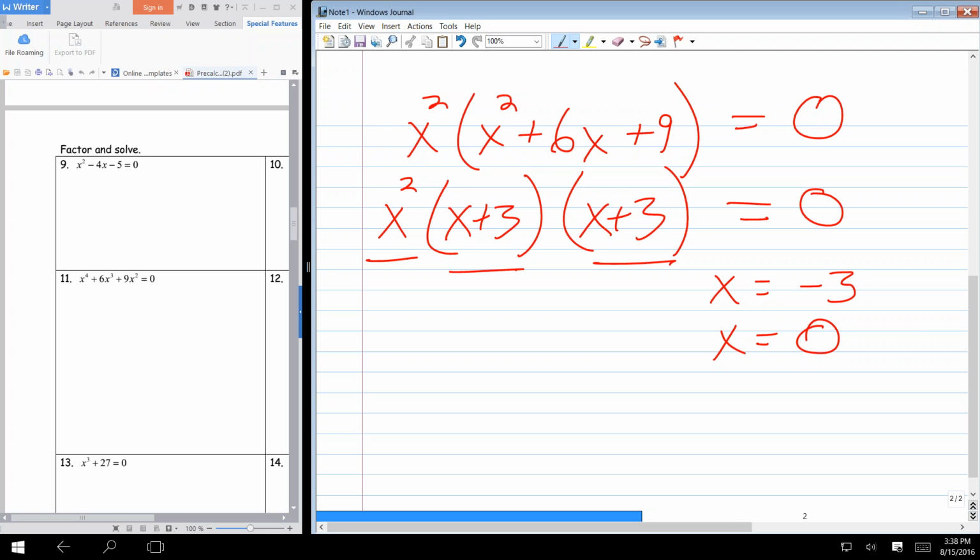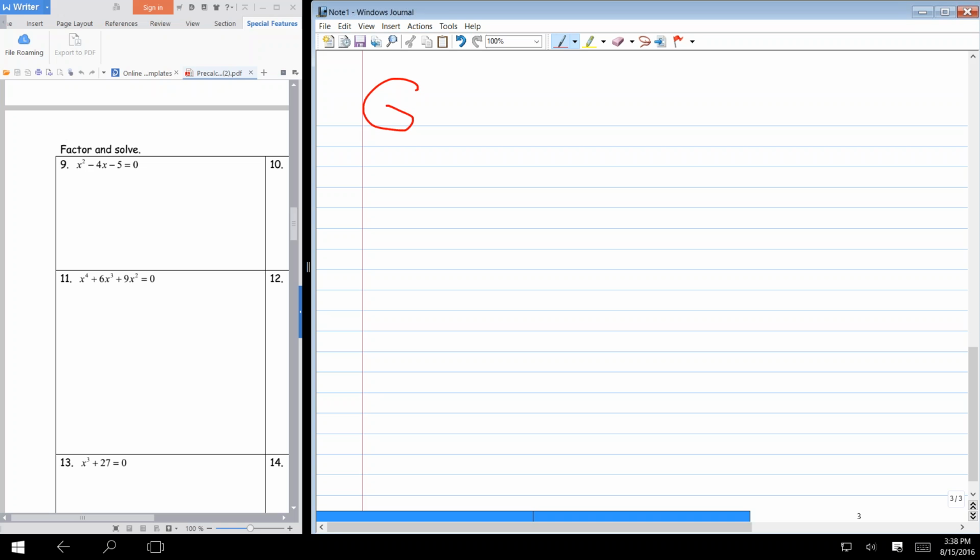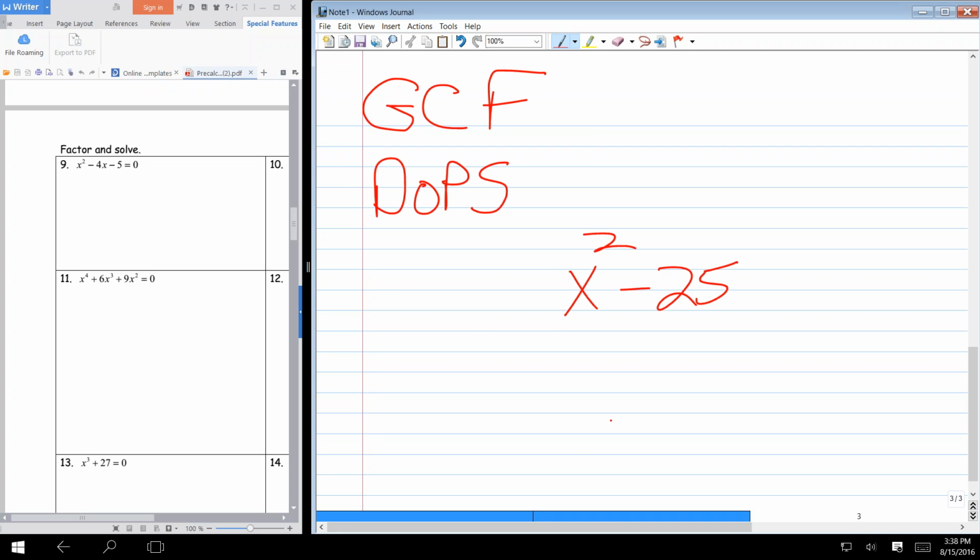Okay? So always look for the greatest common factor first. In fact, I like to list them when I'm teaching people algebra. That's the first one I look for. Second one I look for is this. What's DOPE stand for? No idea. Difference of perfect squares. In other words, how does this factor? Wouldn't it be x plus 5 and x minus 5? Yeah.